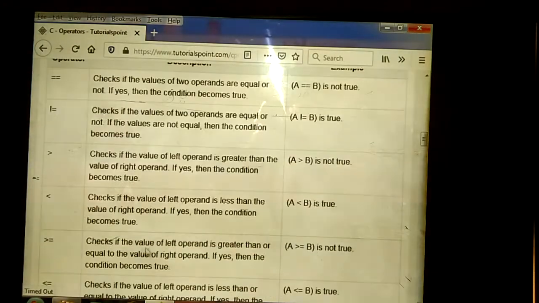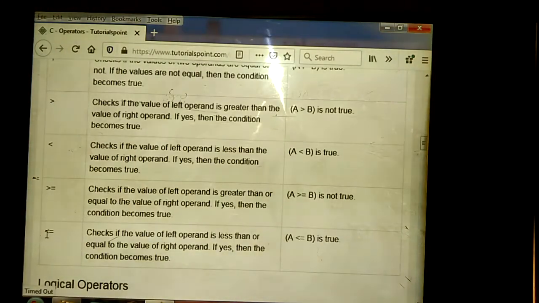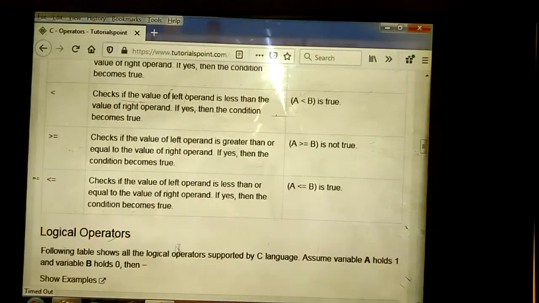Next we will see less than. It checks if the value of the left operand is less than the value of the right operand. The left operand value is 10, and 10 is less than B, so the condition is true here. Next, greater than or equal to. It checks if the value of the left operand is greater than or equal to the value of the right operand. Is 10 greater than or equal to 20? The condition is false here. Next, less than or equal to. It checks if the value of the left operand is less than or equal to the right operand. The left is 10 and the right is 20. The condition is true.